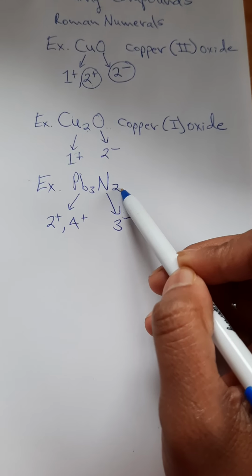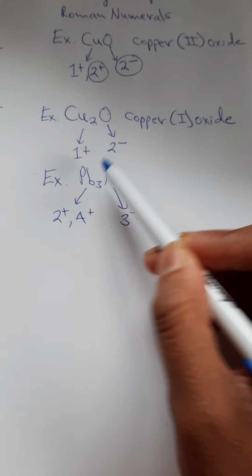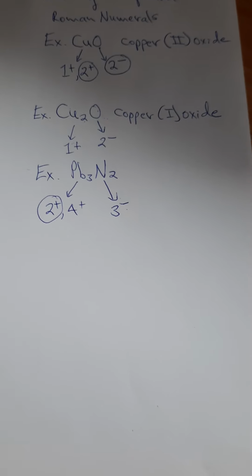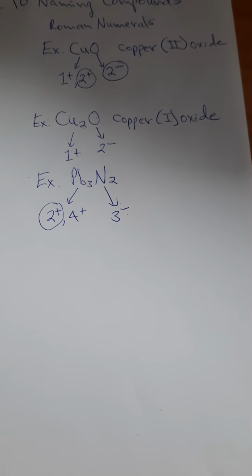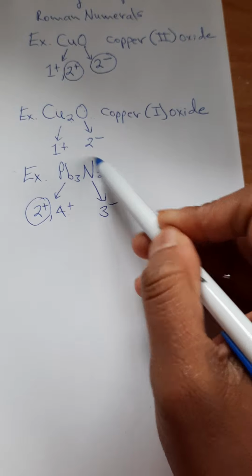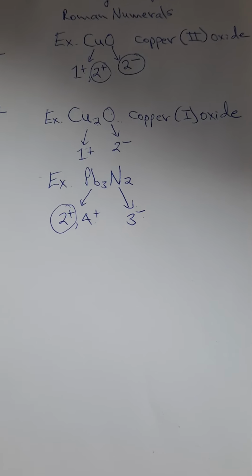And this 2+, we're doing a reverse crossover method. The 2 comes from the lead here, so I'm just going to circle the charge. In this case, if you had a 4 here, the charge on the lead would actually be 4+. So use the reverse crossover method like that.